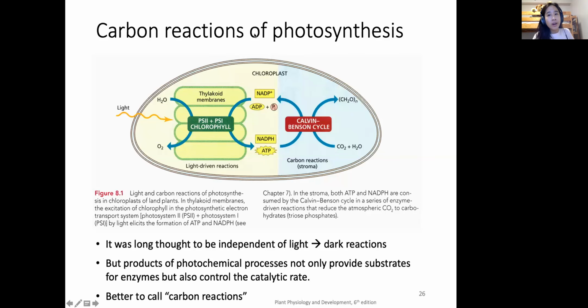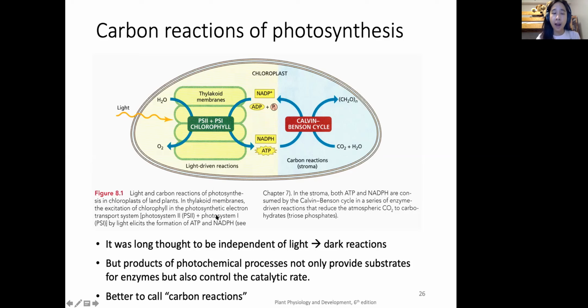Okay, we are now moving on to carbon reaction. This picture shows the process of photosynthesis. During the light reaction, you get NADPH and ATP from the moving of an electron that gets excited by the photon from the light. And these two products, ATP and NADPH, will be used to fix carbon dioxide and to become sugar in the carbon reaction, or in this case, it's called Calvin-Benson cycle.